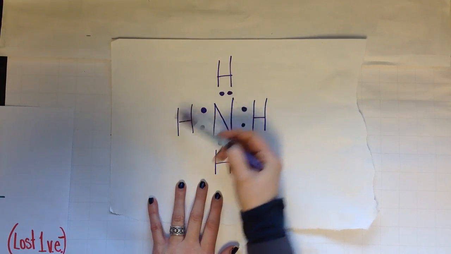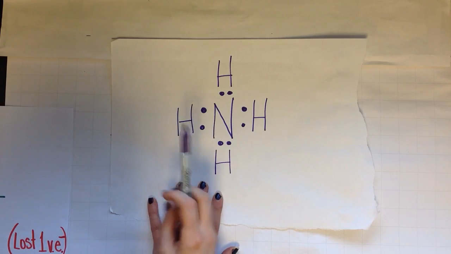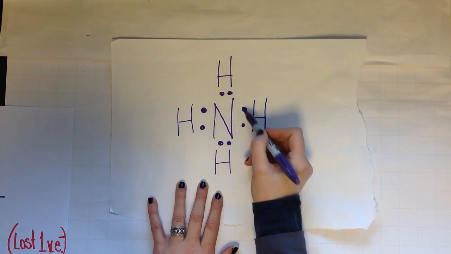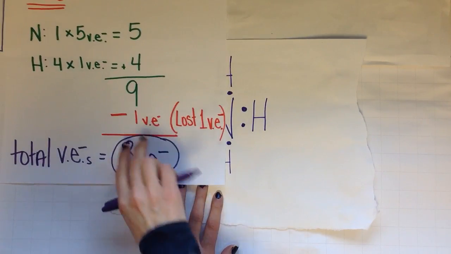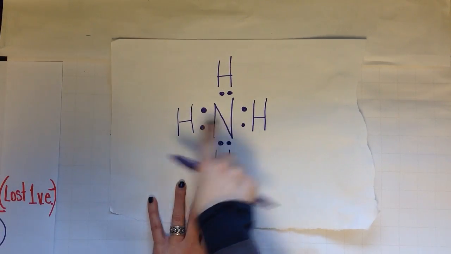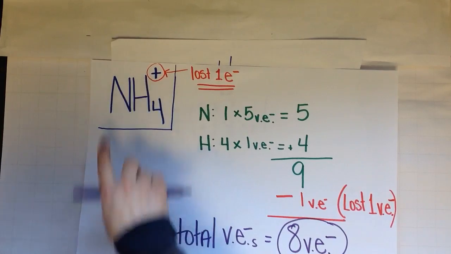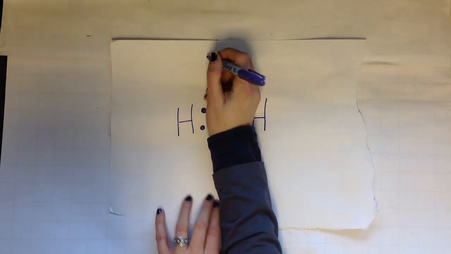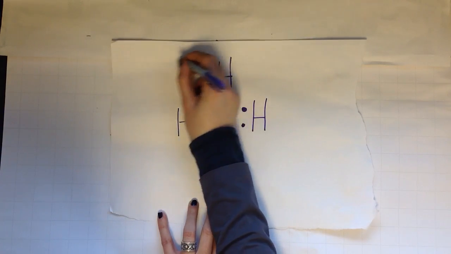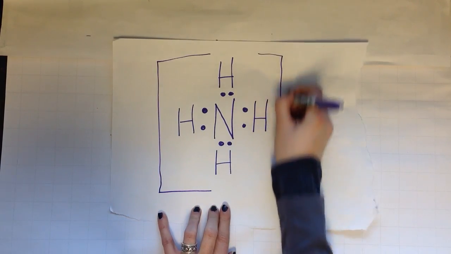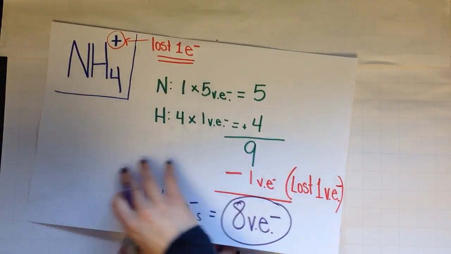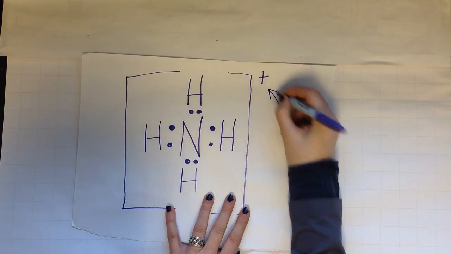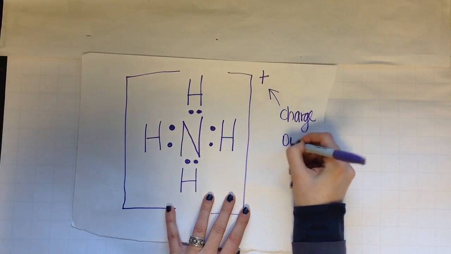Nitrogen's happy. And remember, hydrogen follows the duet rule, so 2 will do for hydrogen. Hydrogen's happy. And again, I said I needed a total of 8, and I fulfilled 8 valence electrons. The last thing you want to do is represent that this substance had a charge on it. Anytime you are doing the Lewis dot structure of an ion, the entire structure is put in brackets and the charge goes on the outside. Again, I copy the same charge that was on the ion itself. Charge is on the outside, not the inside.